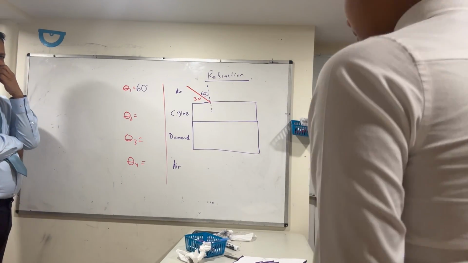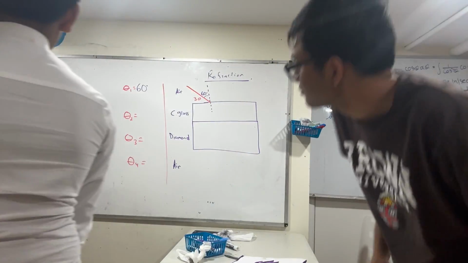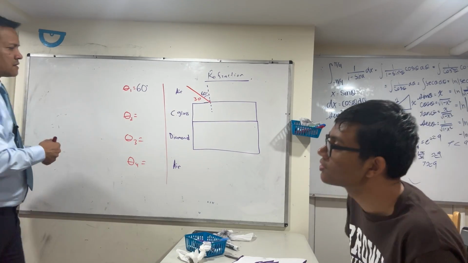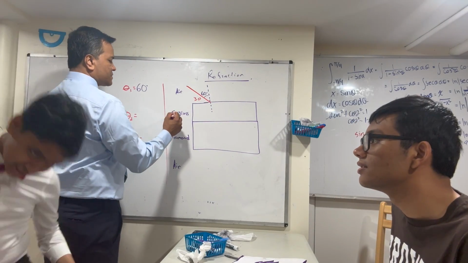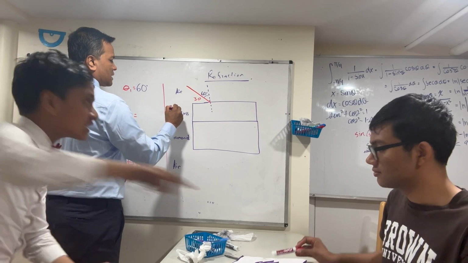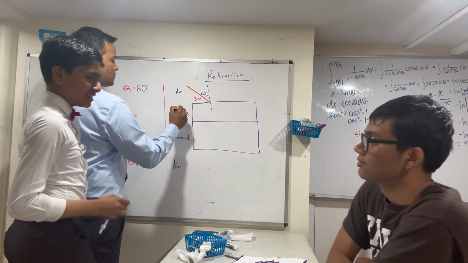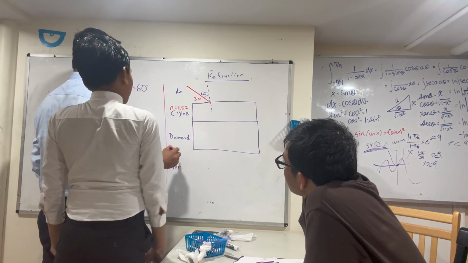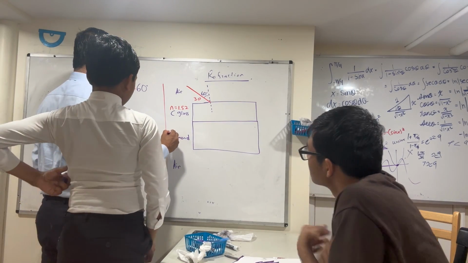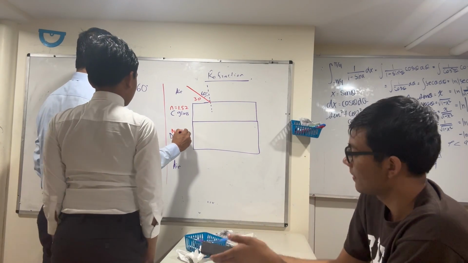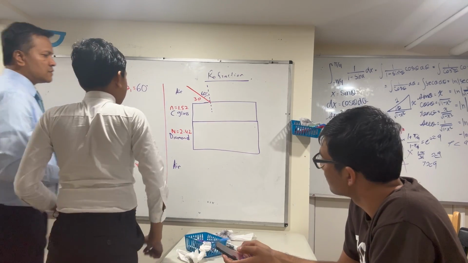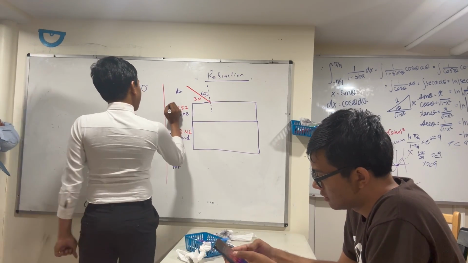Okay. Can you give me the index of refraction? Okay, I'll give you the crown glass. Crown glass N is 1.52, and this is N is 2.42. Gotcha. Oh, that's pretty high. All right.